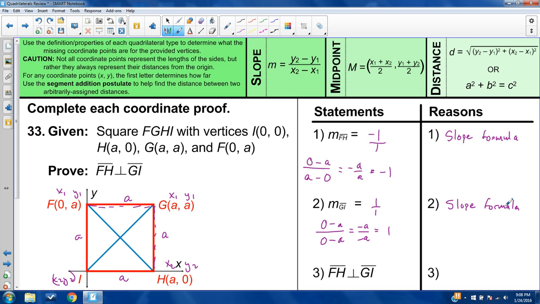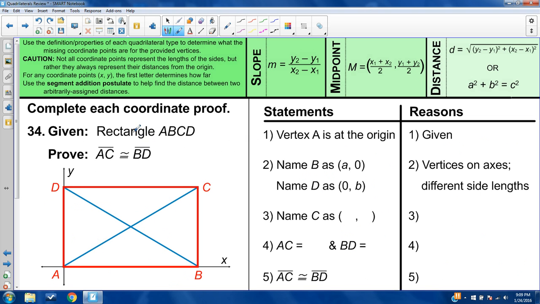Finally, negative 1 over 1's opposite reciprocal is positive 1 over 1. Therefore, these slopes are perpendicular because they have opposite reciprocal slopes. So it's not much of a great proof, really. It's kind of weird, just these reasons, but the math is in place. I used what I needed to, and it made everything all better. So that's for that square.